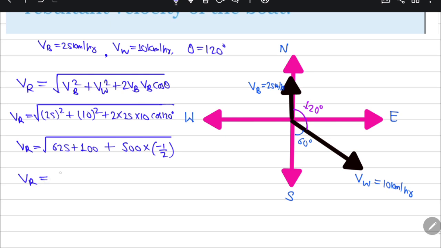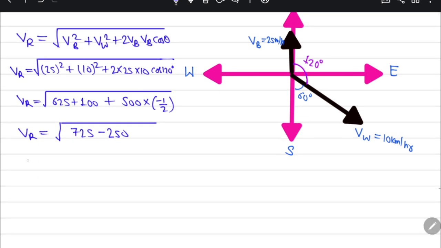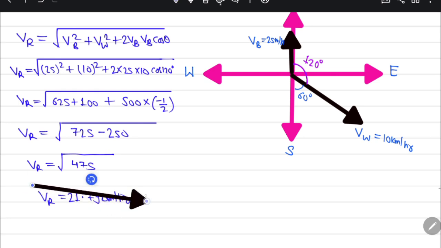So velocity of resultant: this is 725 minus 250, which comes out to be 475. If you take the root of it, this comes out to be 21.79 kilometer per hour.